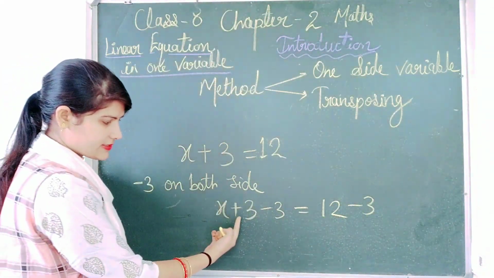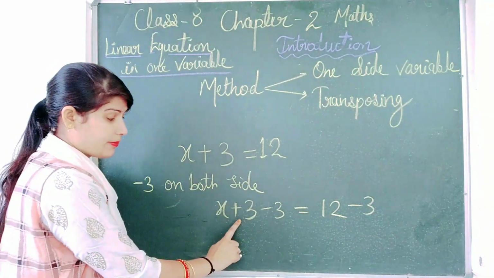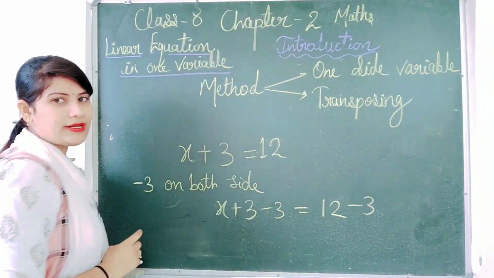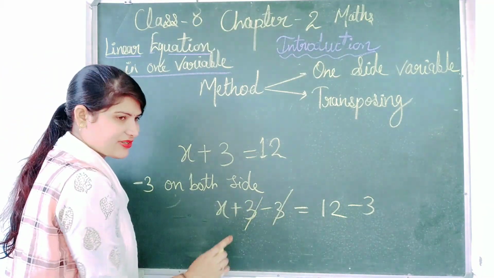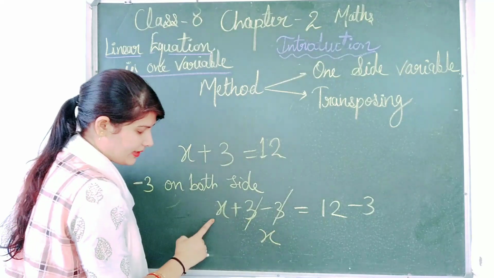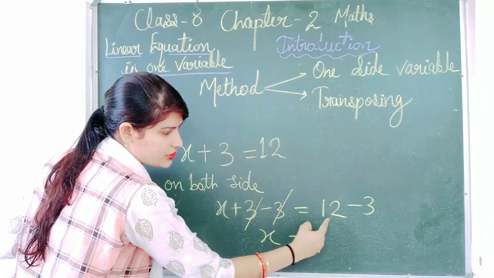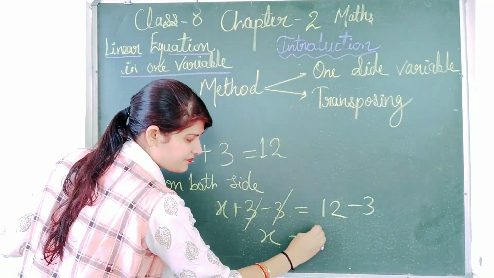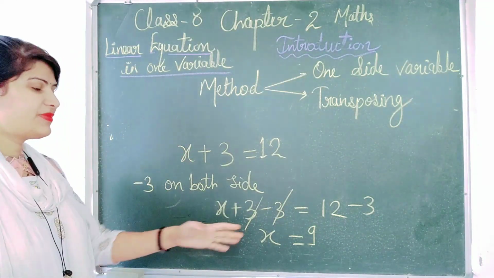Okay, what next? Plus 3 and minus 3, same number, but one is a negative integer and one is a positive integer, so they cancel out. 3 minus 3 is 0. Here one variable is left, one side variable left. X is equal to 12 minus 3, which is 9. So our answer is 9.